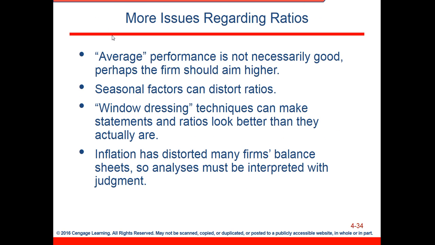Other limitations are that average performance is not necessarily good. Sometimes the firms need to aim higher. In specific quarters, if it's done on a quarterly basis, seasonal factors can distort ratios. Accounting changes can be made to distort the ratios or to make them look better. And finally, inflation has distorted firms' balance sheets, so analyses must be interpreted with specific judgment.